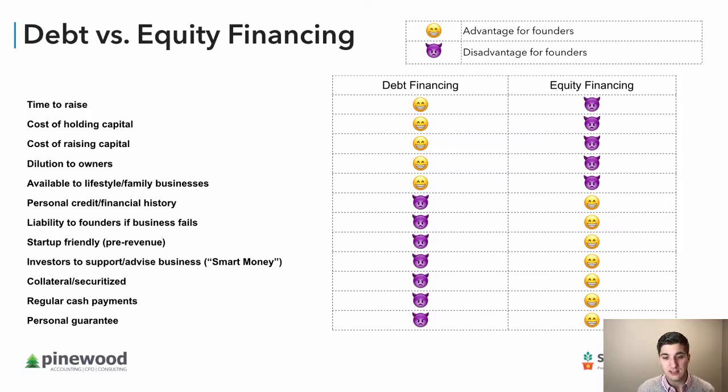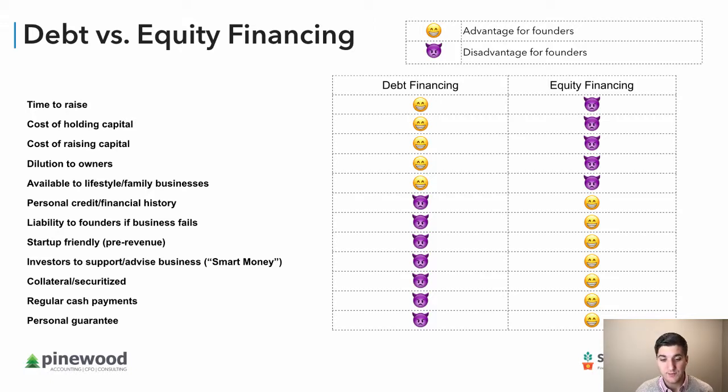With debt, it can be much, much different and much less expensive if you did have a loan on the business. So cost of holding the capital, the cost of raising the capital, again, it's typically easier and cheaper to raise traditional debt than it is to raise equity. Much more difficult to find private investors who understand your business and who will underwrite your deal.